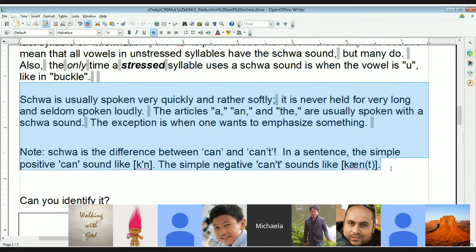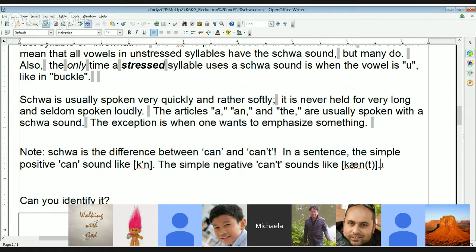Yes, okay. So usually those words are pretty close together, but I cannot reduce can't to a schwa, so I might say something like, I can go to the store. That would sound like I can go to the store. That A becomes a schwa. But if I want to say that I cannot, I would say I can't go to the store. And I am not able to reduce that sound to a schwa.